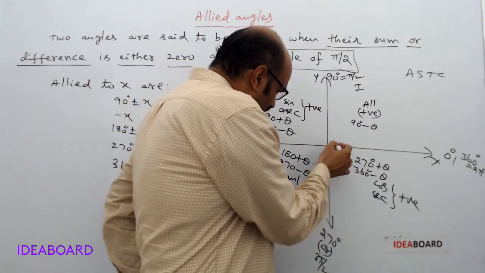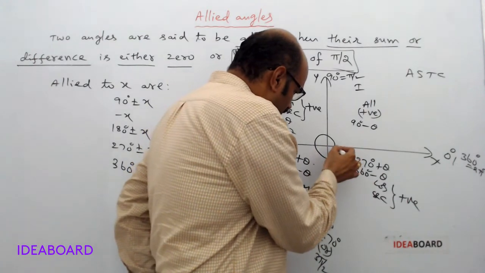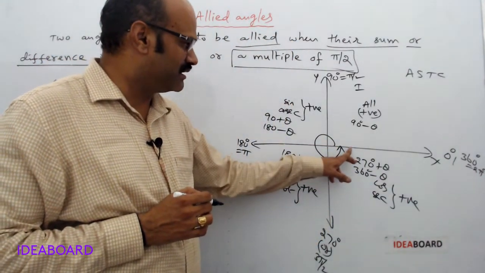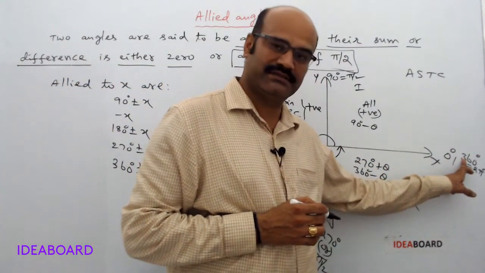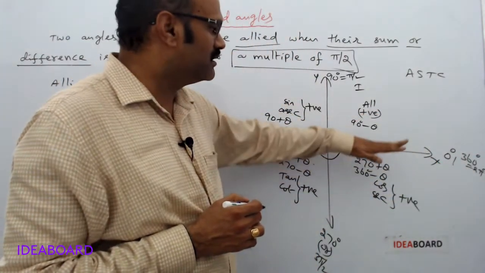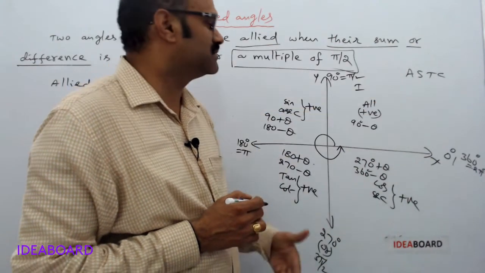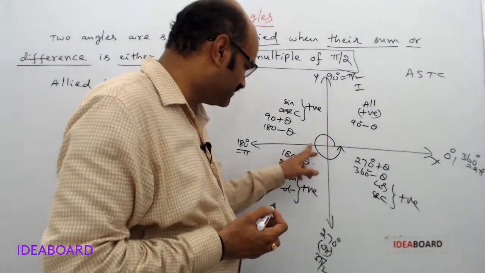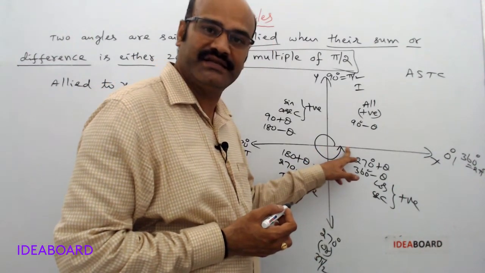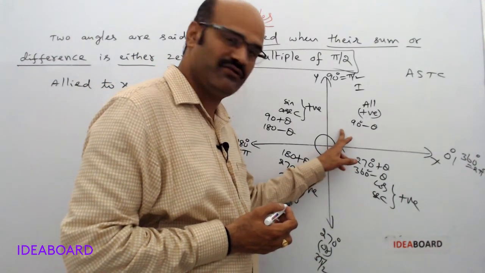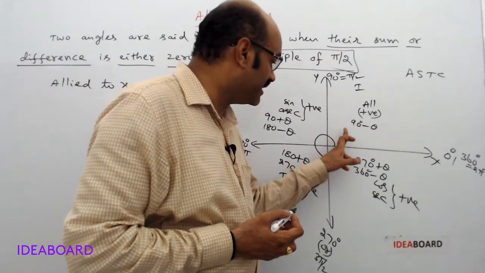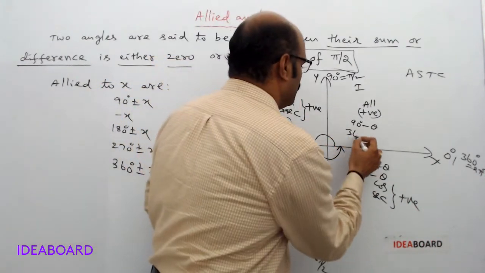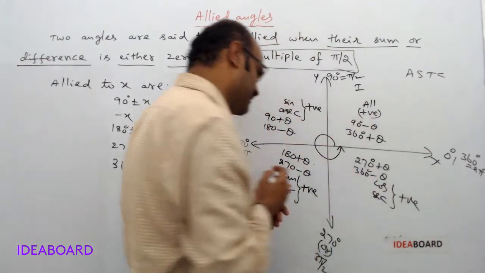If it completes one revolution, then we say that it makes an angle of 360 degrees. Next we will have 360 plus theta. Suppose I take 390: it completes one revolution, which is 360 degrees, and 360 plus 30 equals 390 degrees. 390 degrees lies in the first quadrant. So here we have 360 degrees plus theta.